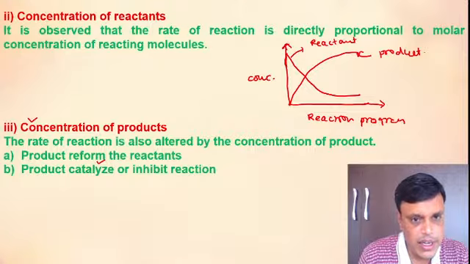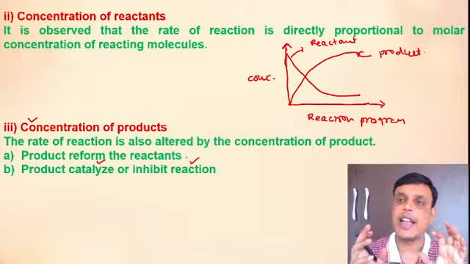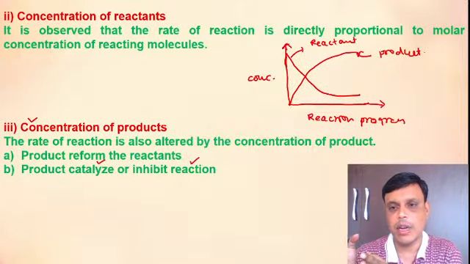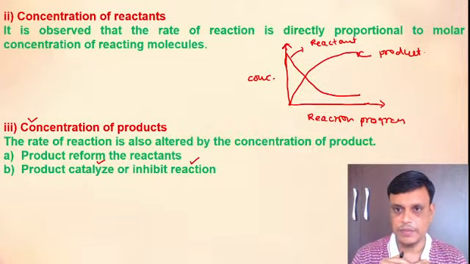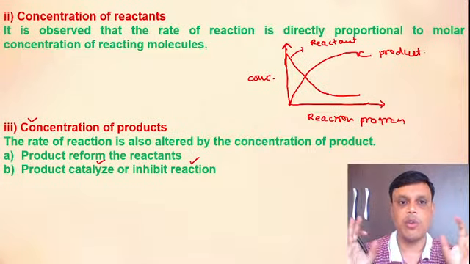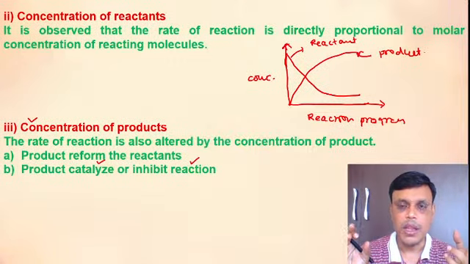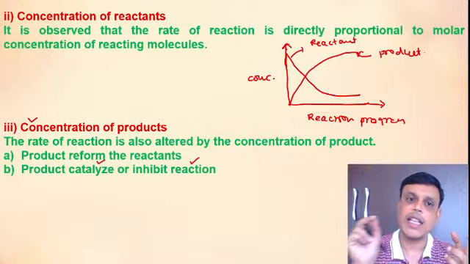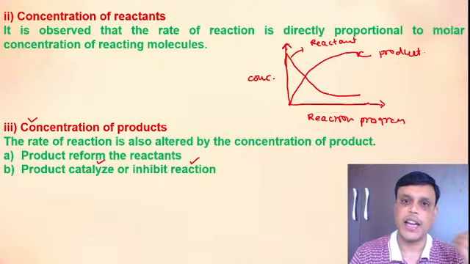Then the second case, product catalyzes or inhibits the reaction. So there are some products that act as a catalyst. After forming that product, what happens? That product also acts as a catalyst, and the rate of reaction increases rapidly. Such a reaction is called an autocatalyzed reaction. Autocatalyzed reaction means in these reactions, the product formed is acting as a catalyst, and the rate of reaction increases rapidly.